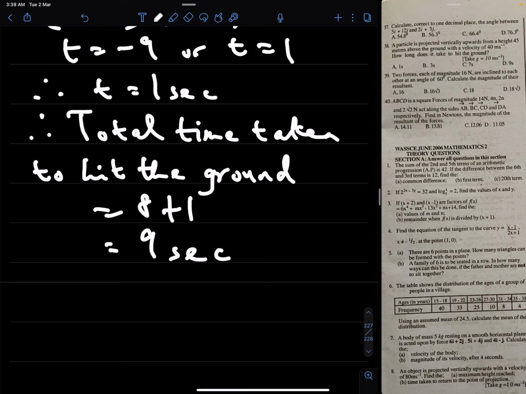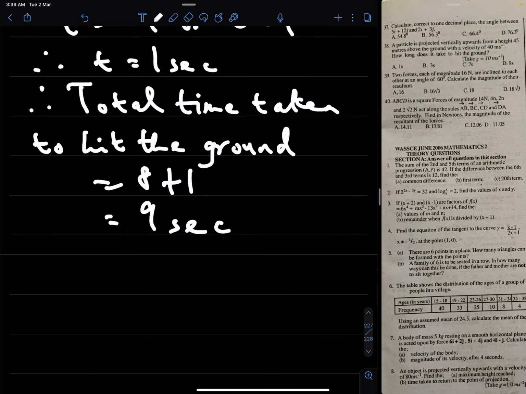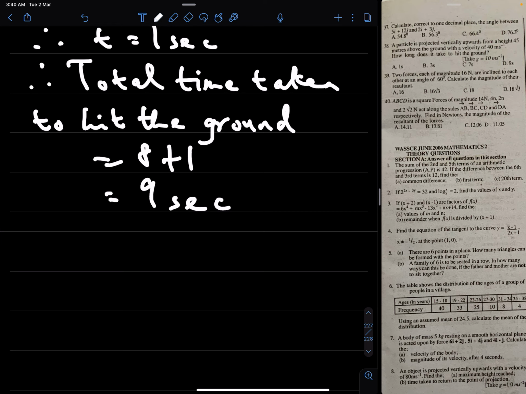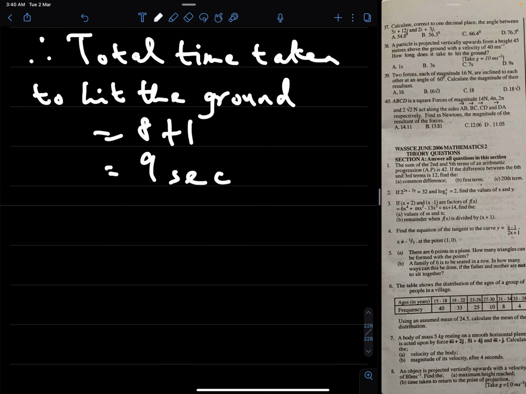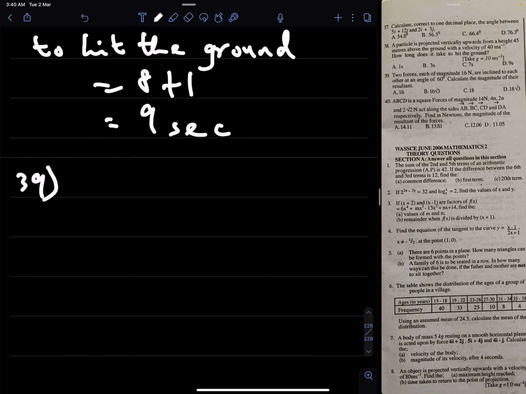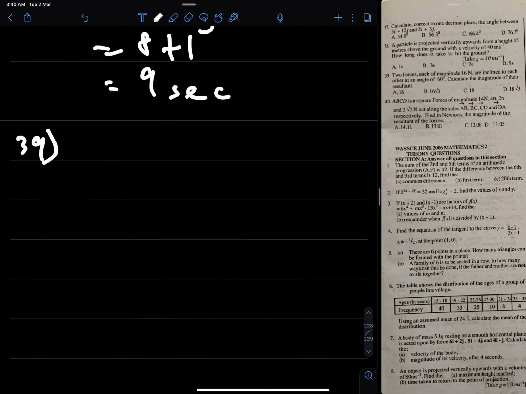Is that clear from your knowledge of physics? I'm sure you're going to understand that. Yes, so the next one is 39, which says two forces each of magnitude 16 are inclined to each other at an angle of 60 degrees. Calculate the magnitude of their resultant.